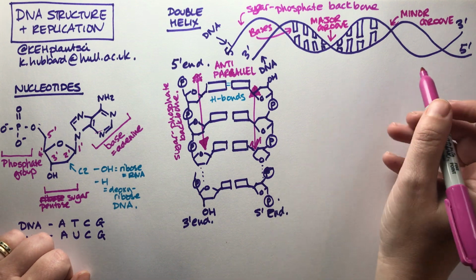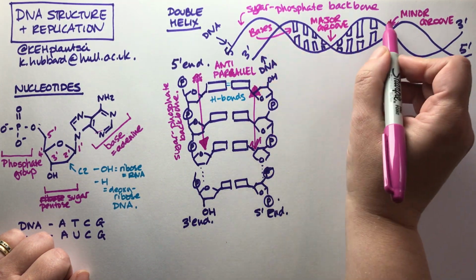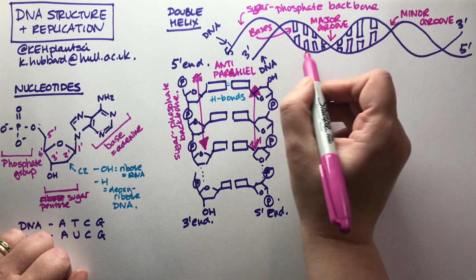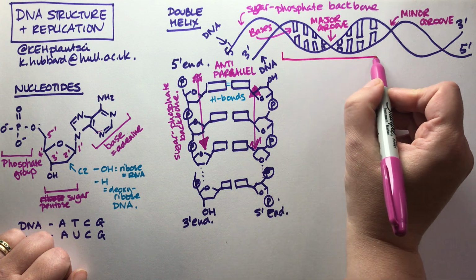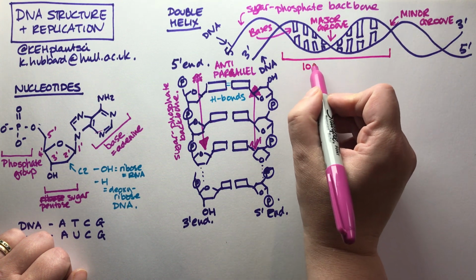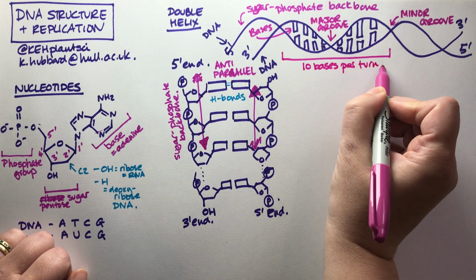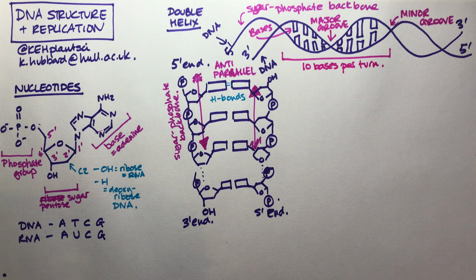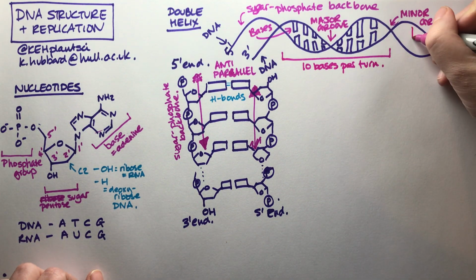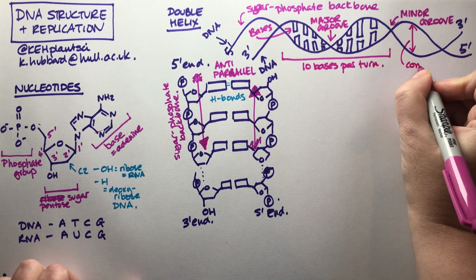You will notice that per complete turn of the helix, from this point to this point, we've got one major and one minor groove in the space. Over that distance, we have 10 bases per turn, so you have 10 sets of base pairs per turn of the molecule. The other thing to notice is the distance between the two strands is a constant distance.